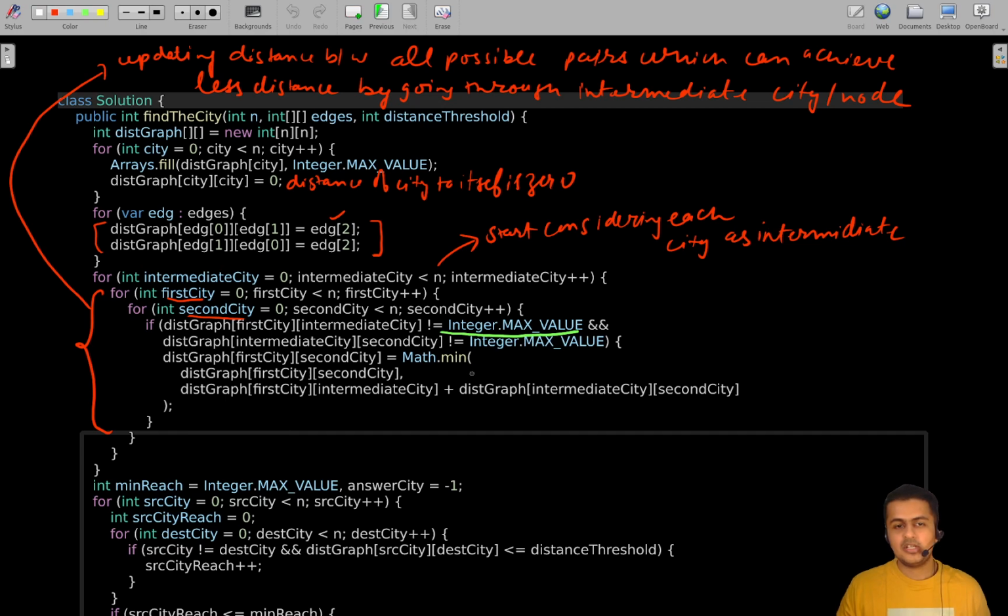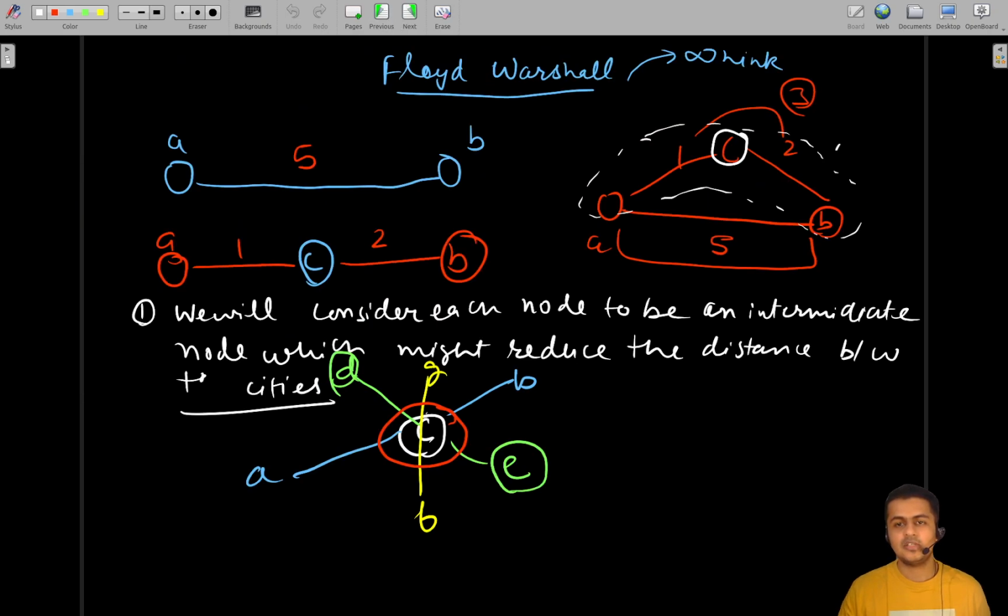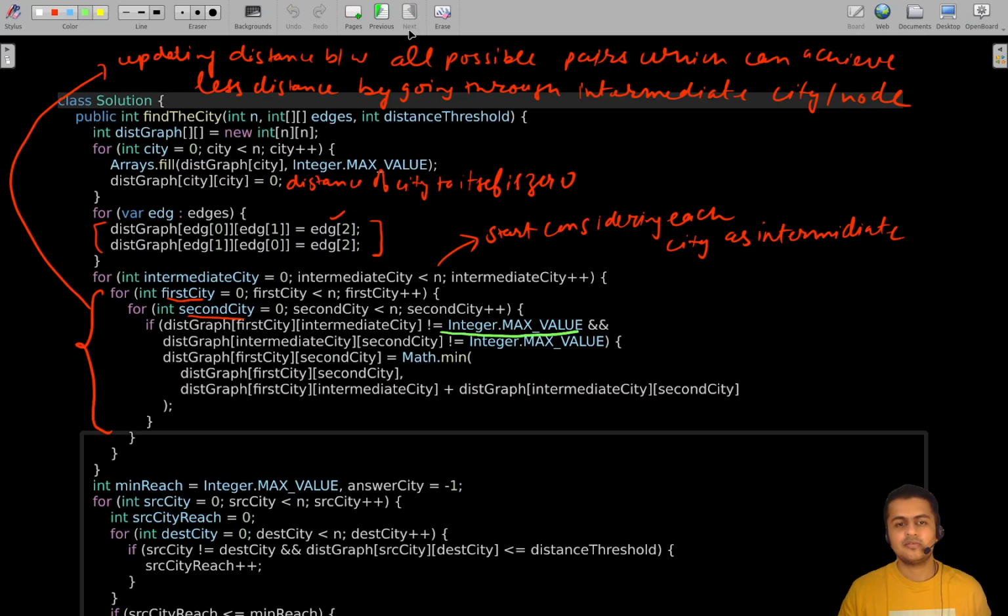So if these conditions are satisfied and we are good to go, then we will check for the possible updations. If we are able to achieve a lesser distance, for example in this case, if this kind of situation exists, we will be checking for this kind of situation. Otherwise the distance will remain the same between the first and the second city. So this is what is happening in this particular section. And once you are done with all these things, you will have a direct distance graph, which will be storing the shortest possible distance between a pair of cities. So once you have that, our job of finding the answer city becomes really easy.